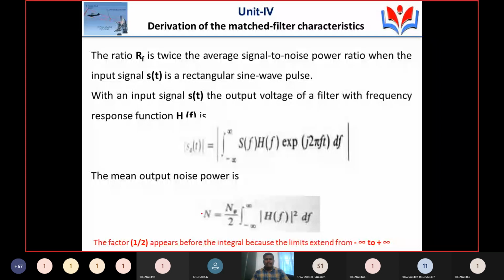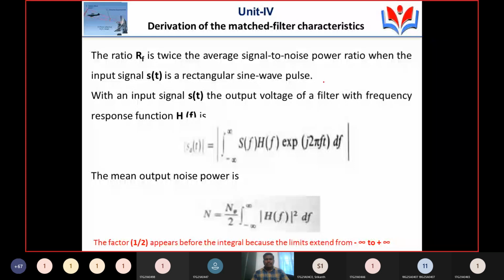A rectangular sine wave pulse is when we transmit a continuous wave signal from the radar, and the same signal will be reflected back. There will be some changes in the amplitude, frequency, and phase, but the reflected signal will look like a sinusoid for some time when it is transmitted for a finite duration. Then it will be 0 voltage, and again the signal will look like this. It is at the input of the receiver.